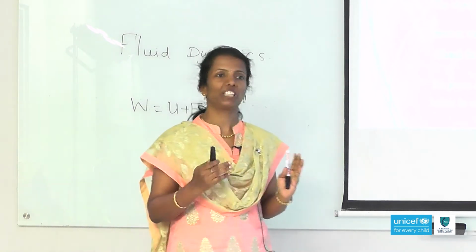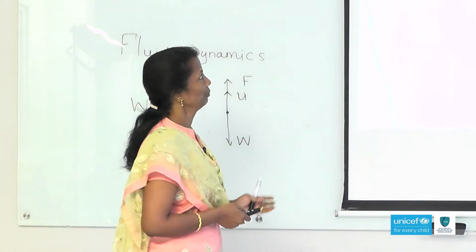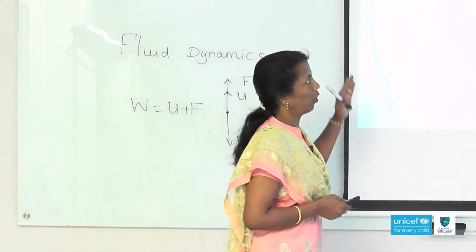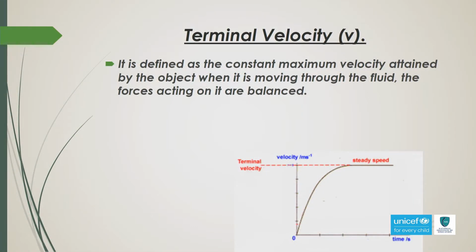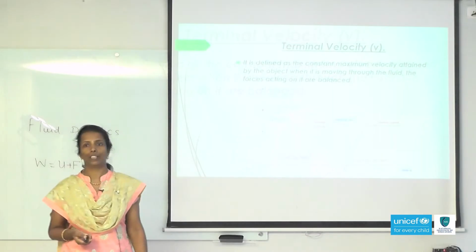So, how do you define the term terminal velocity? It is defined as the constant maximum velocity attained by the object when it is moving through the fluid. The forces acting on it are balanced. And if you are asked to draw the free body force diagram, you can show weight downwards, and upthrust plus drag upwards. They should be of almost equal length because they are equal in magnitude.